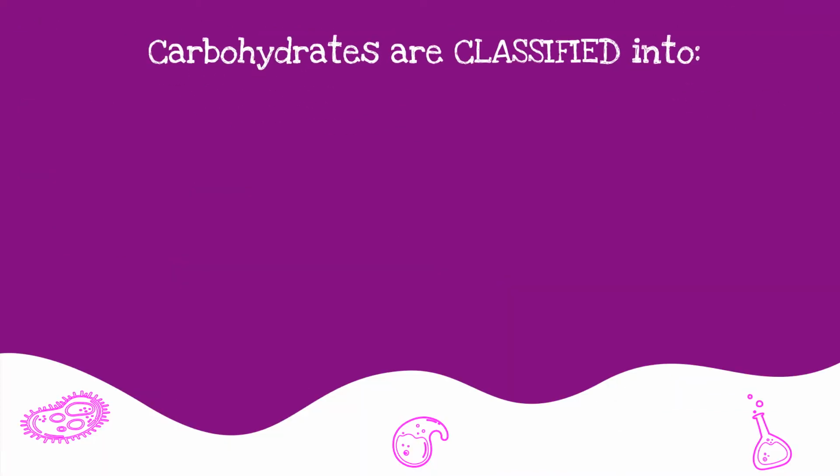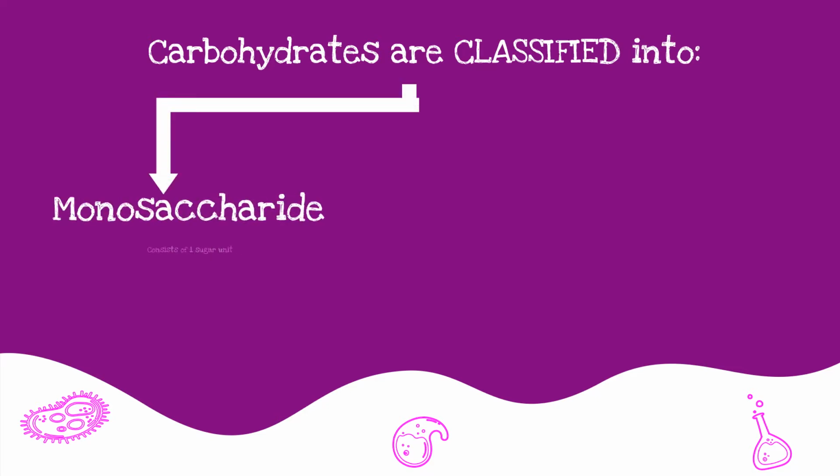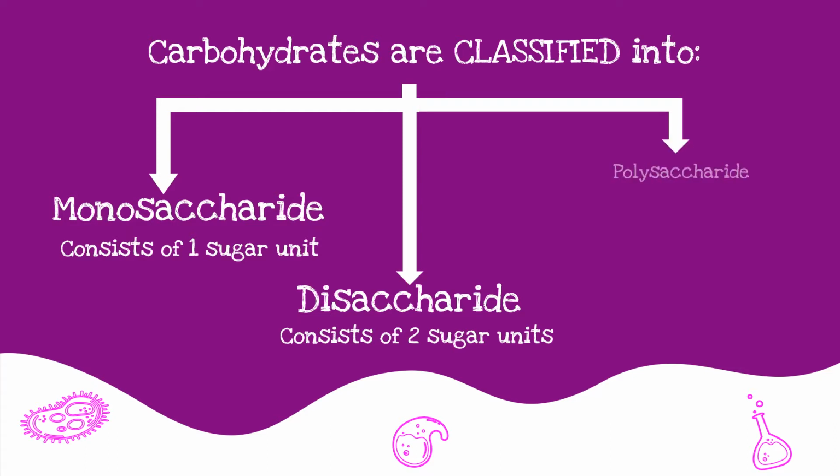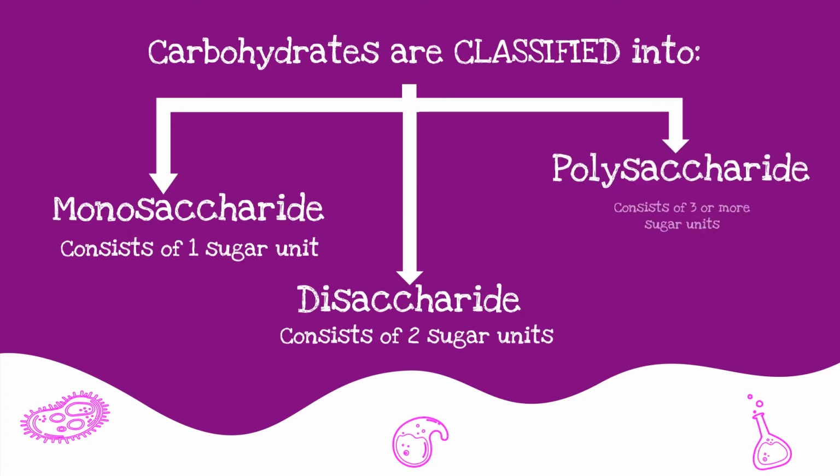So, carbohydrates are classified into three. Monosaccharide, that consists of one sugar unit. Disaccharide, that consists of two sugar units. And last, polysaccharide, which consists of 10 or more sugar units.